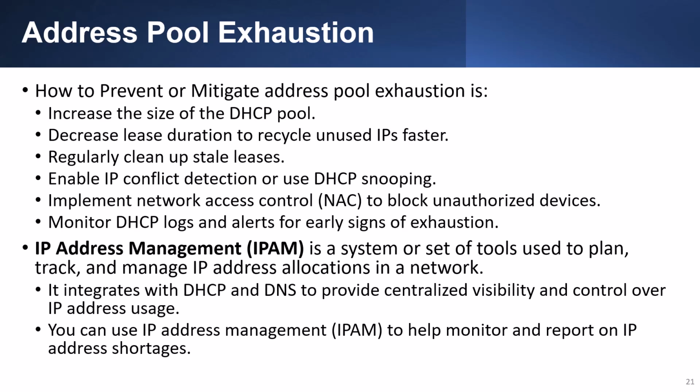To prevent or mitigate address pool exhaustion: increase the size of the DHCP pool, decrease lease duration to recycle unused IPs faster, regularly clean up stale leases, enable IP conflict detection or use DHCP snooping, implement network access control to block unauthorized devices, and monitor DHCP logs and alerts for early signs of exhaustion.